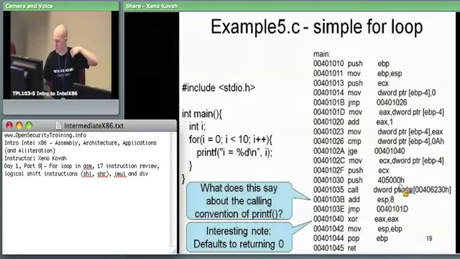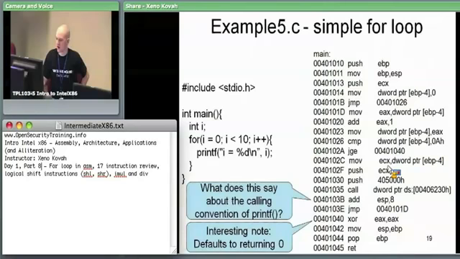So don't take the jump. Fall through to the next instruction. Now this is going to say EBP minus 4, that's our I. Move the value stored in I into ECX. Well, that's 0. Put 0 into ECX.